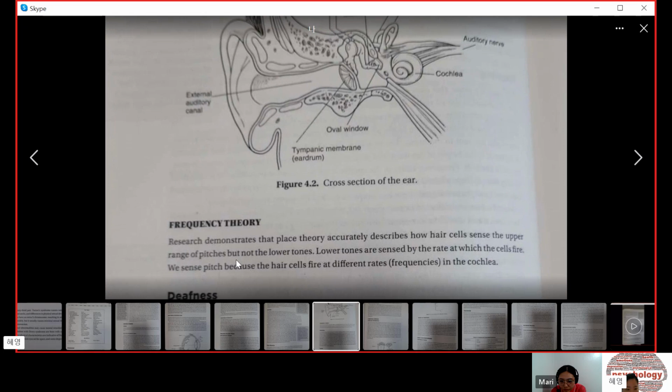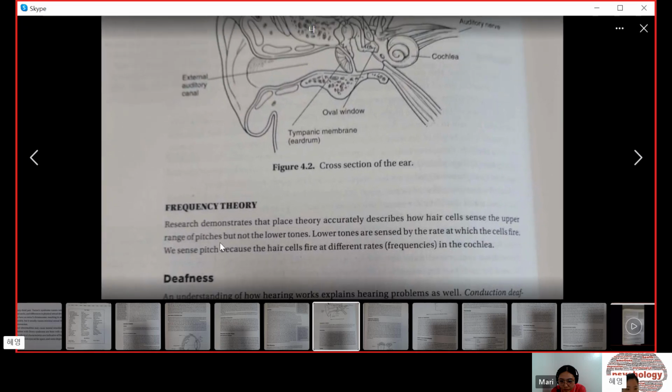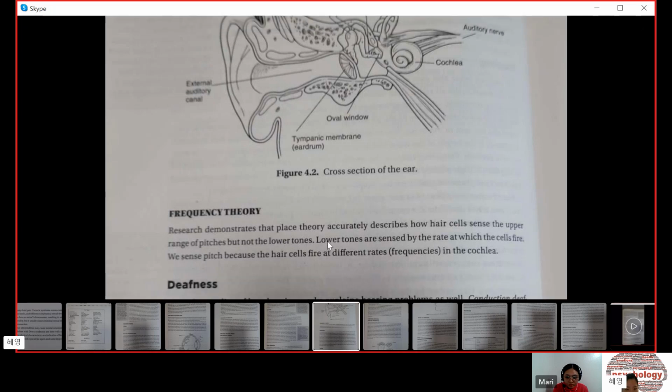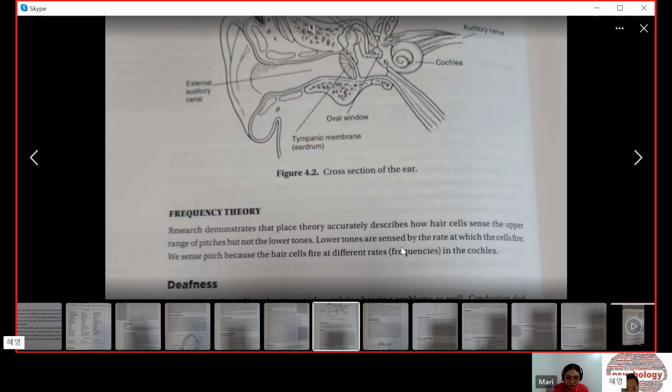So, and the other theory is frequency theory. Research demonstrates that place theory accurately describes how hair cells sense the upper range of pitches but not the lower tones. Lower tones are sensed by the rate at which the cells fire. We sense pitch because the hair cells fire at different rates in the cochlea.